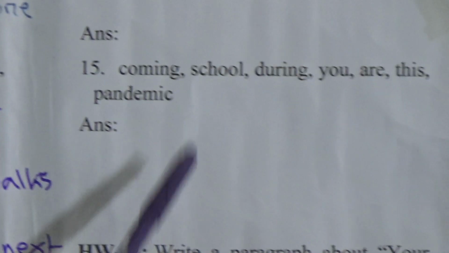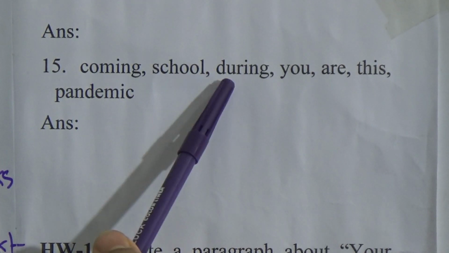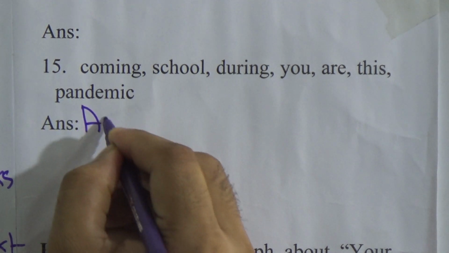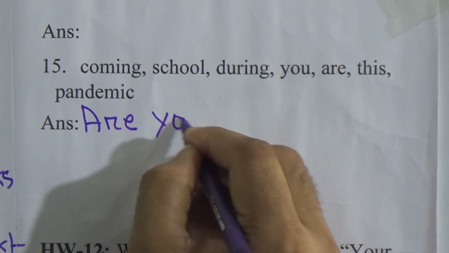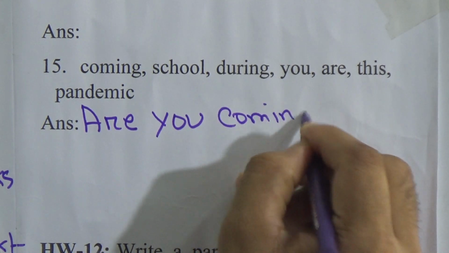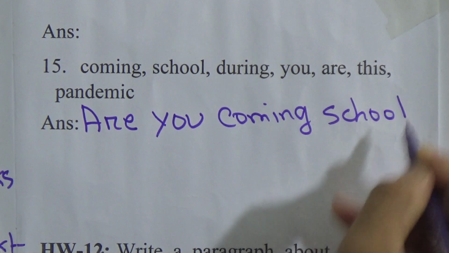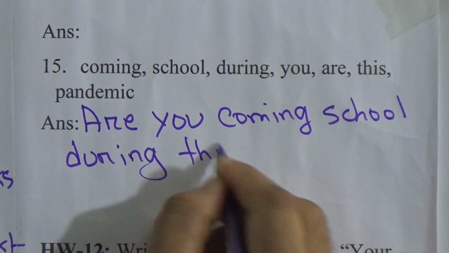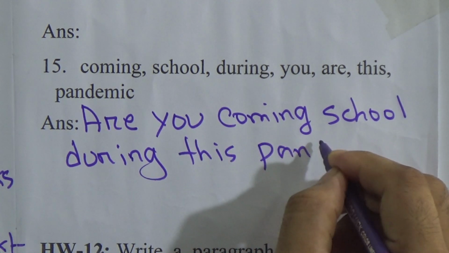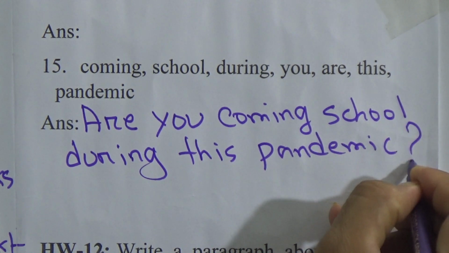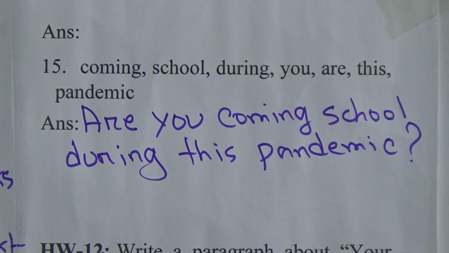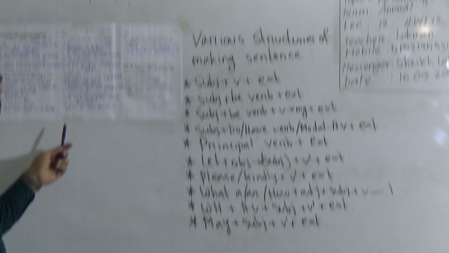Okay, the last one has random words: coming, school, during, you, are, this. So write it as an interrogative sentence. Write the auxiliary verb first, I mean the be verb, then the subject. Are you coming to school during this pandemic? Finally, give a question mark. Okay, it's done. You can apply these various types of structure in your exercise so that the sentence can be meaningful.